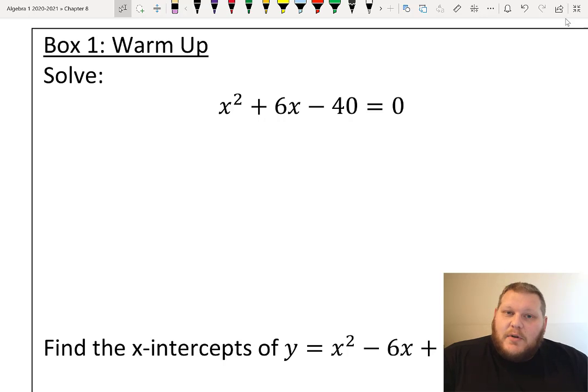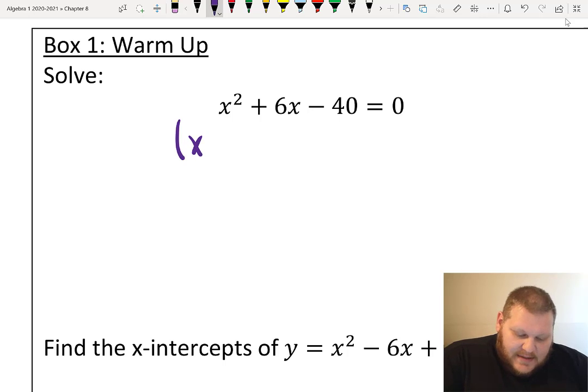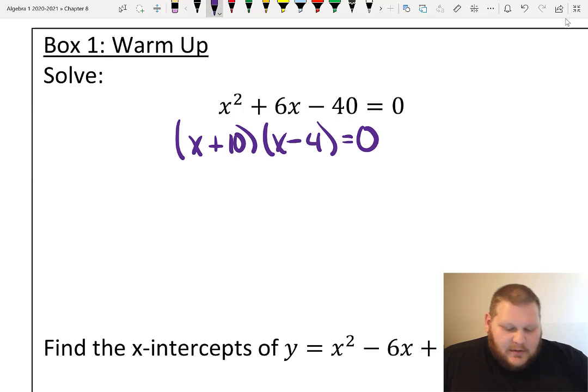And remember back in Chapter 7, 7.8, we looked at how to solve an equation with factoring, where if we have everything over on one side set equal to 0, we're going to go ahead and factor out that left side. So in this case, x squared plus 6x minus 40 should factor out into x plus 10 and x minus 4 equals 0, right? Because negative 4 times 10 is negative 40. 10 minus 4 is 6, so that's how we would factor that out.